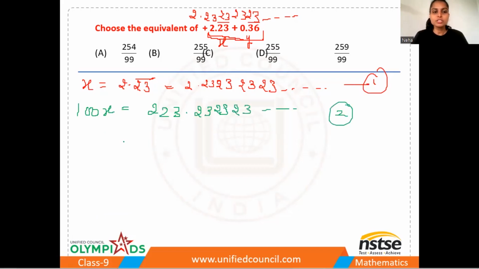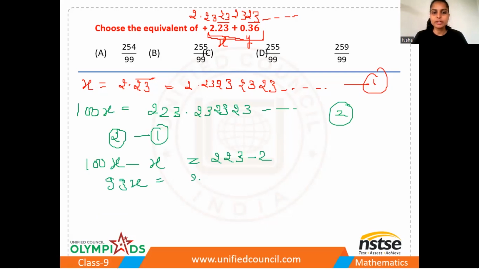Now what you will do, just subtract equation number 1 from equation number 2. So in the LHS it becomes 100x minus x is equal to 223 minus 2. Perfect. So this is 99x is equal to 221. That means x is nothing but equal to 221 upon 99. This is the value for x. Perfect. Now similarly you can find the value of y also, right?